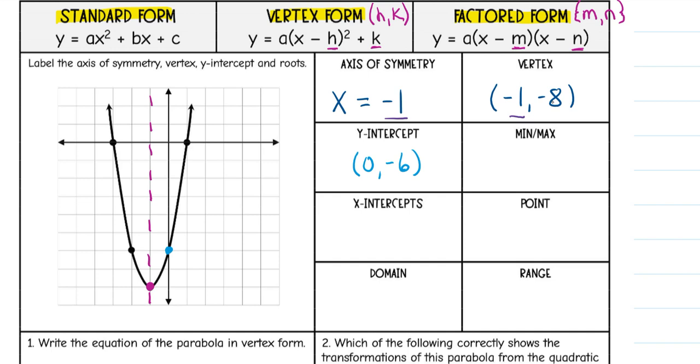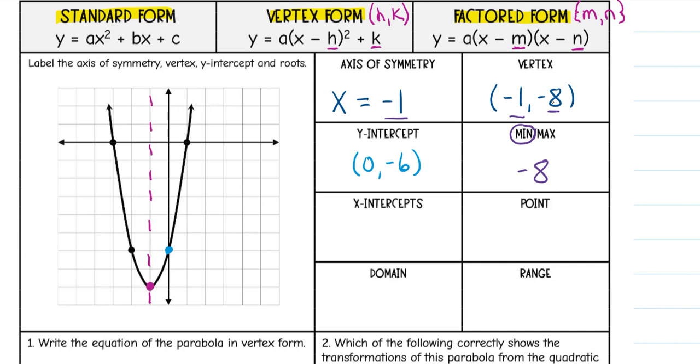As I mentioned, this parabola, when we look next at max and min, will have a minimum because the parabola goes up. A parabola that has a reflection over the x-axis will have a maximum. The minimum or the maximum is the y value associated with the vertex. So our min, in this case, our minimum, is at -8. In other words, -8 is the lowest y value on the graph.